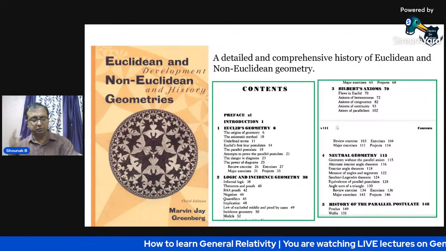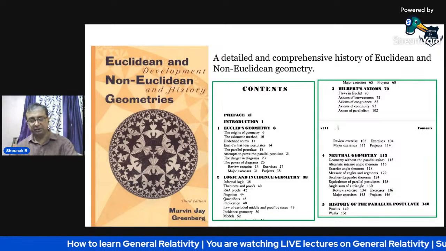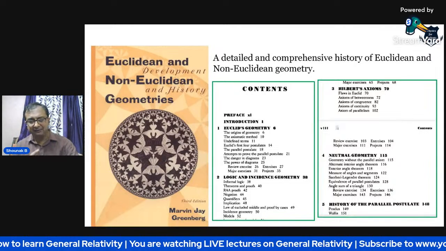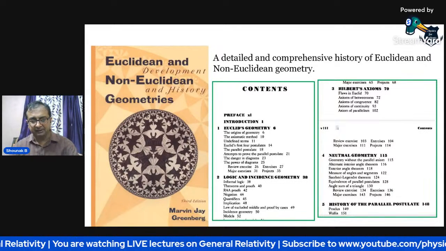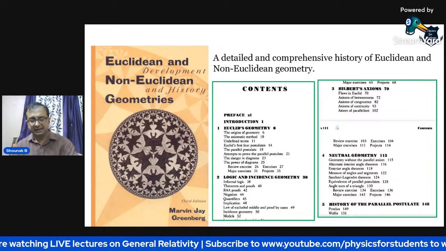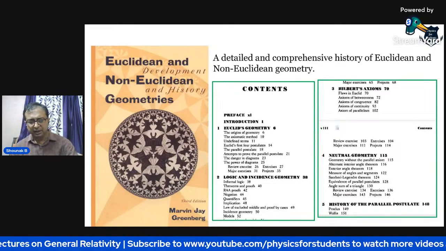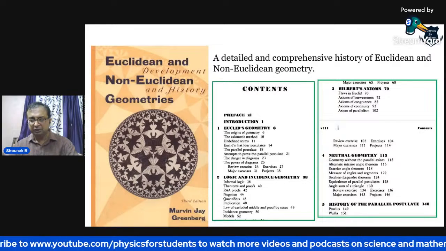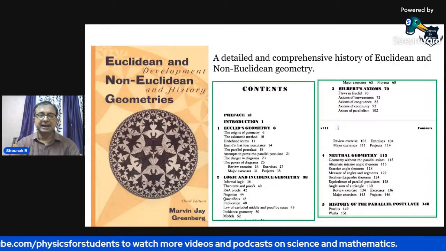So if you can read through your mobile or whatever you are watching, you see Euclid's geometry, everything is being covered. Axiomatic methods, Euclid's first four, all those things. Then the logic and incidence geometry, informal logic, theorems and proofs. Then it goes to Hilbert's axioms, neutral geometry, everything. That means if you are learning this part of non-Euclidean geometry, anything which comes today, say for example, geodesic. It is an extension of maybe Newton's second law or the straight line.